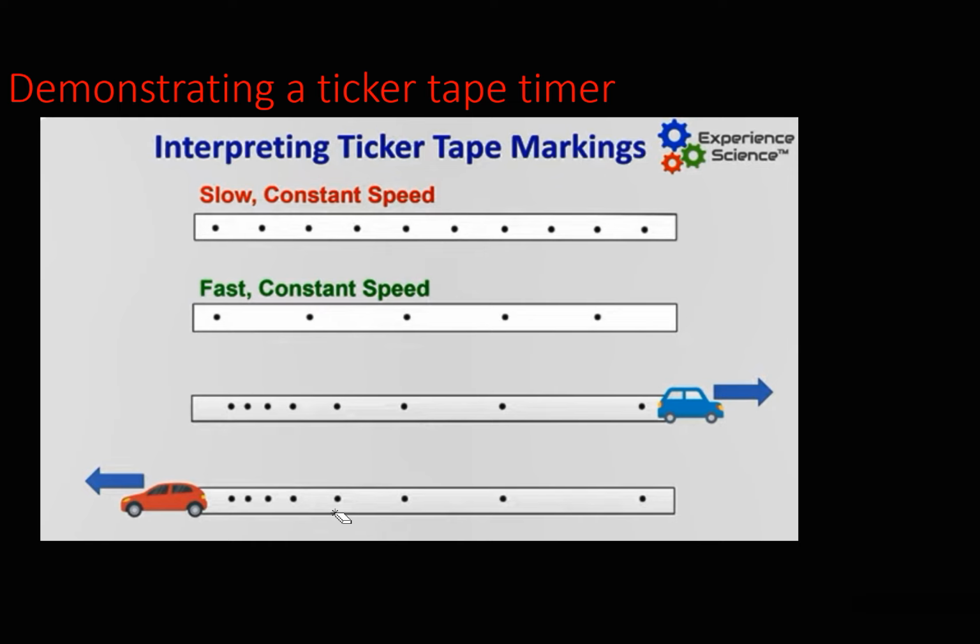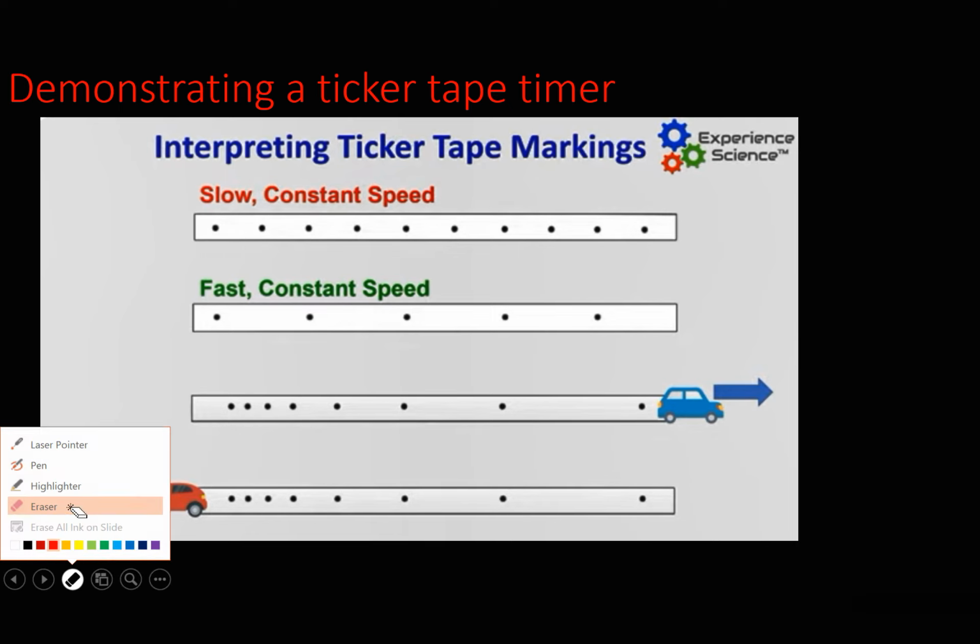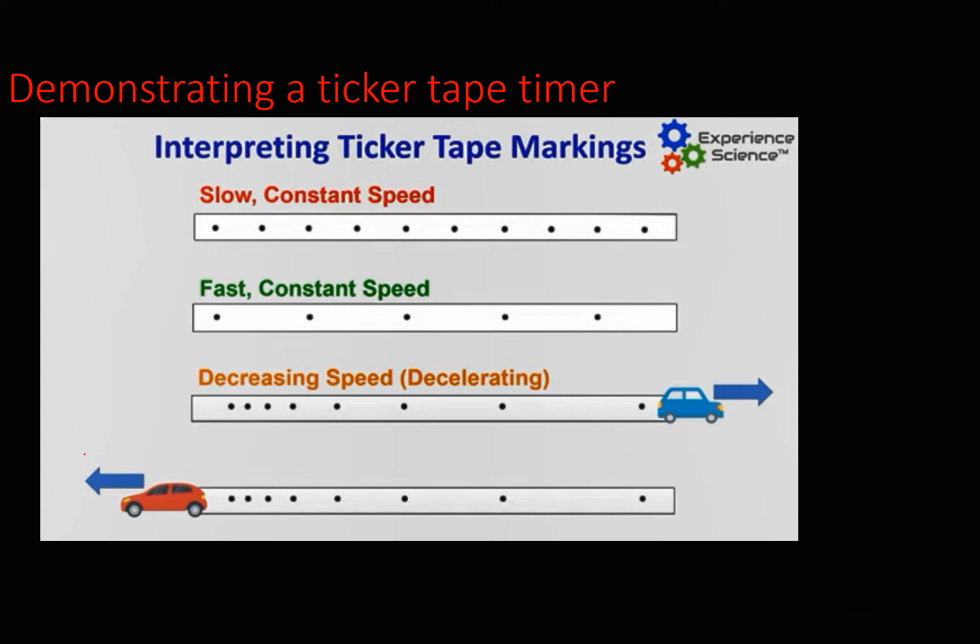So in the first interpretation, the dots are equally spaced in the first diagram, so we say the object is moving at a constant speed. In the second scenario, the distance is bigger, but the separation is constant, so the object is moving at a constant speed still, but it is faster than the first one.